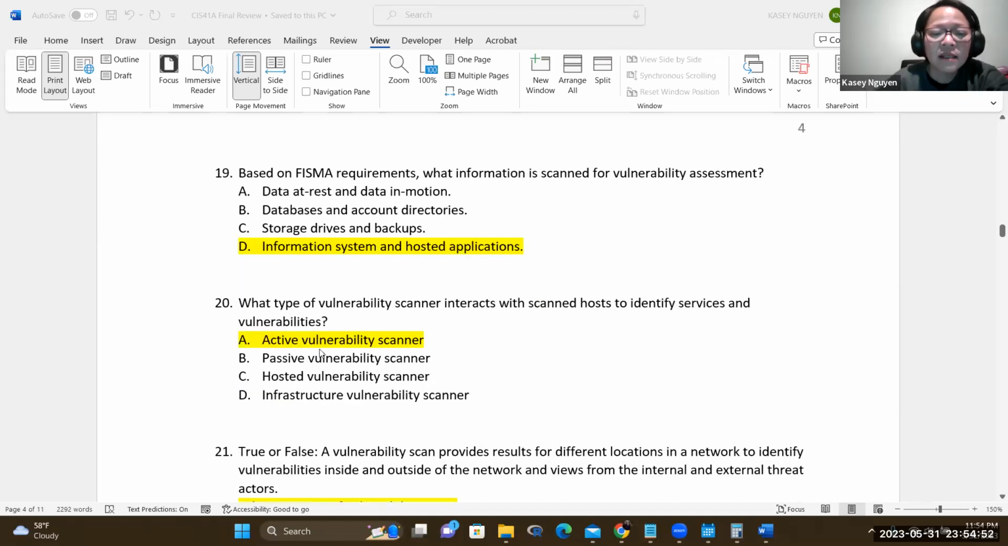Number 20, what type of vulnerability scanner interacts with the scan host to identify services and vulnerabilities? And that's your active vulnerability scanner. And that could be your port scanner like Nmap.